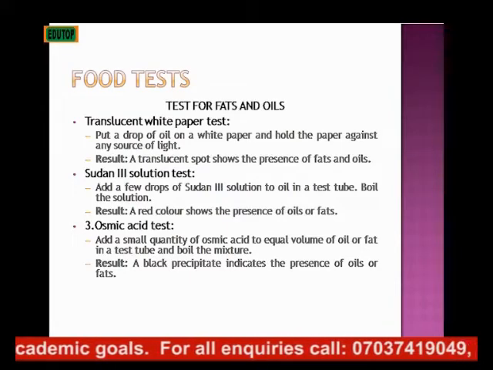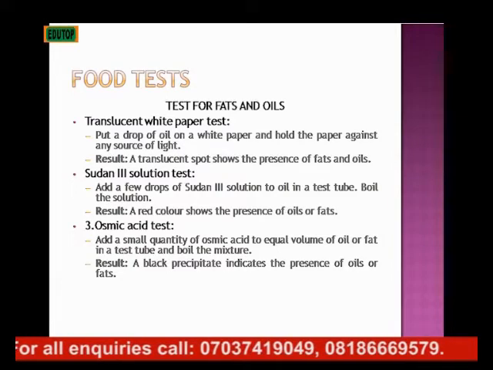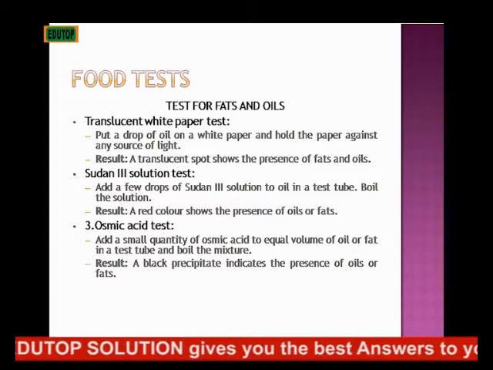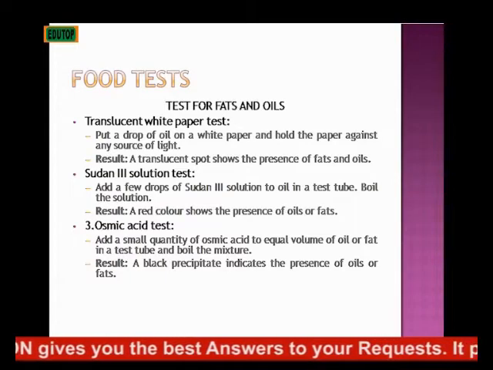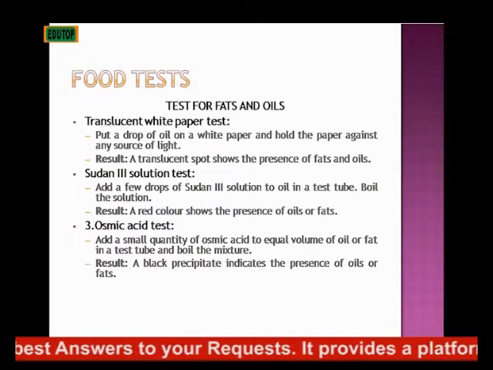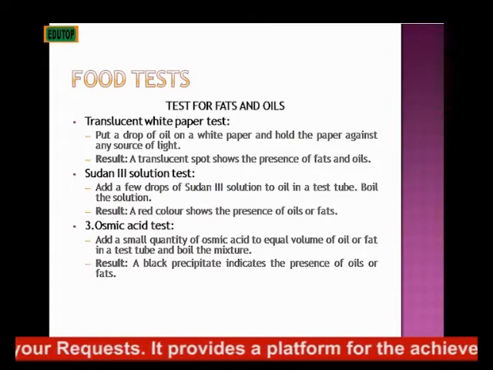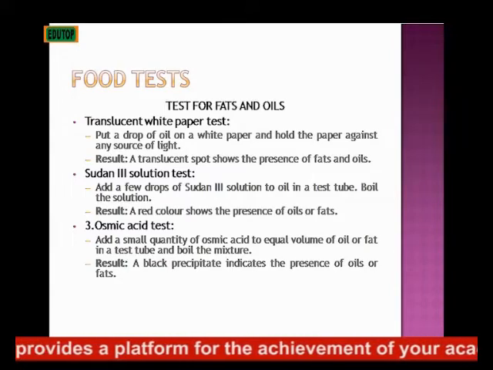Then the third test is the osmic acid test. Add a small quantity of osmic acid to an equal volume of oil, the fat and oil in the test tube. Then you boil the mixture. You find a black precipitate, which also indicates the presence of fat and oil.